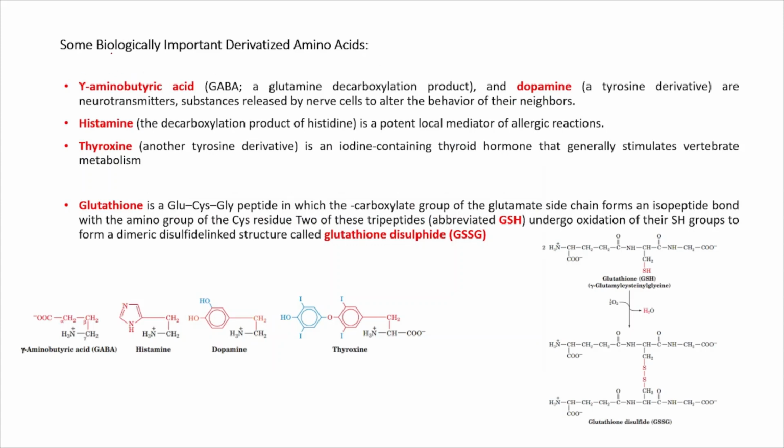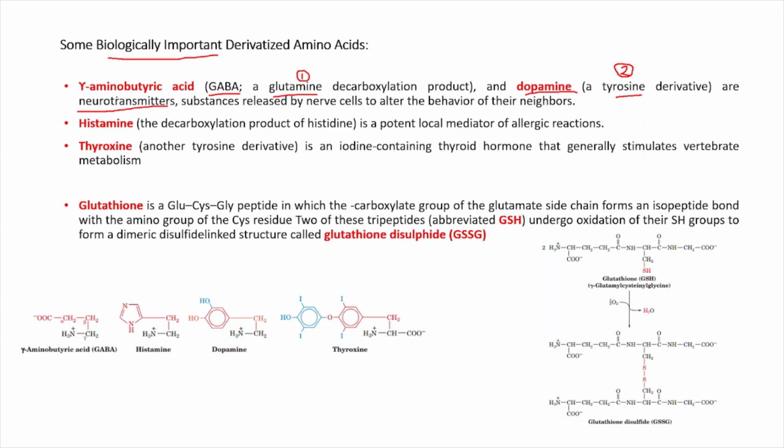Now let us talk about some biologically important derivatized amino acids. First we have gamma aminobutyric acid, often abbreviated as GABA, which is actually a glutamine derivative. This is very important. And dopamine is a tyrosine derivative. These two are important as neurotransmitters, which are substances released by nerve cells to alter the behavior of neighboring cells.